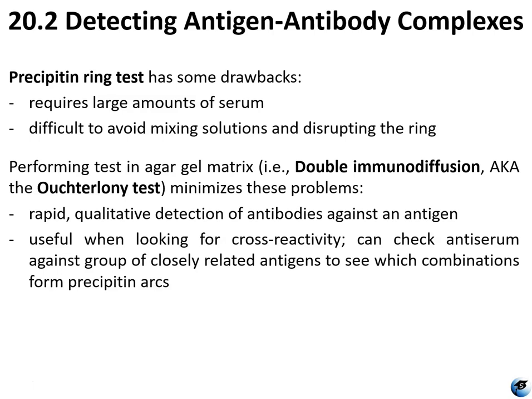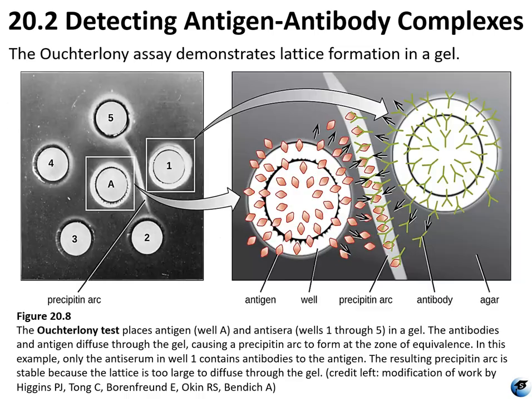It minimizes these problems, and it allows for really rapid detection of antibody-antigen ratios. And it's really useful when you're looking at situations where you may have cross-reactivity, because you can check the antiserum against closely related antigens and see which combinations do and which ones don't form these precipitin arcs. So this is what it looks like, this kind of assay.